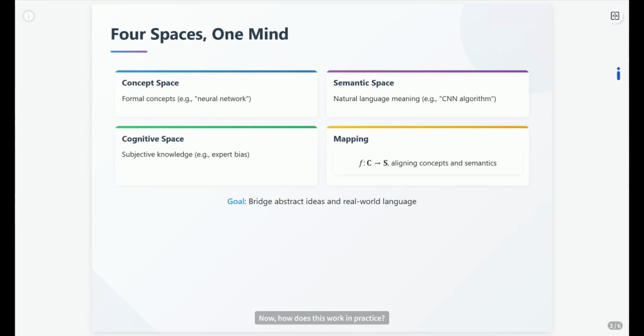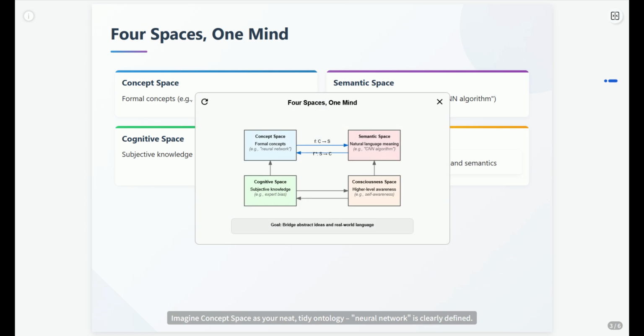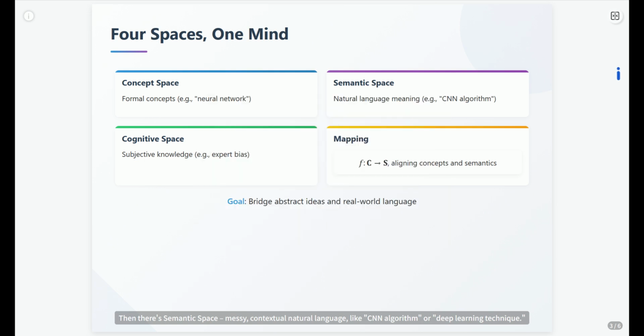Now, how does this work in practice? Enter the four spaces model. Imagine concept space as your neat, tidy ontology. Neural network is clearly defined. Then there's semantic space: messy, contextual, natural language, like CNN algorithm or deep learning technique. Our job is to map between them reliably.